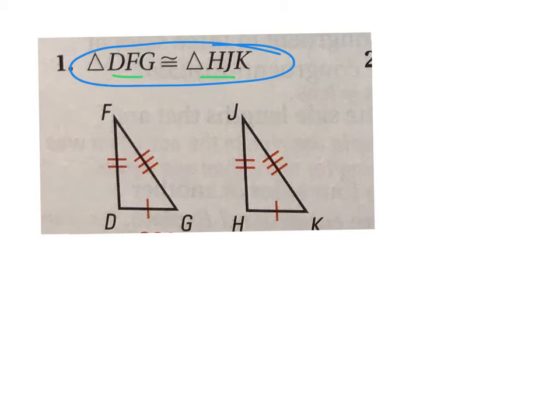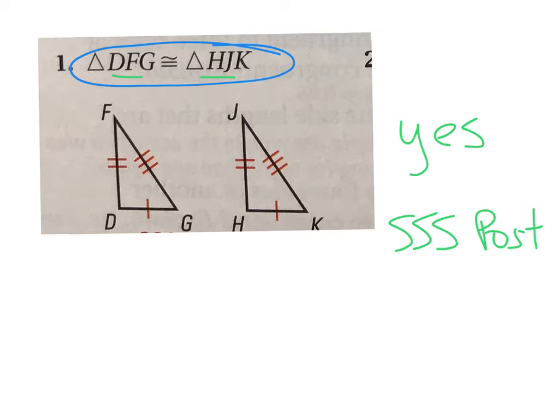Would you consider these two to be congruent triangles? Yes, why? You say the side, side, side postulate. That's all you have to write for this one. Okay? So let's look at the next one.